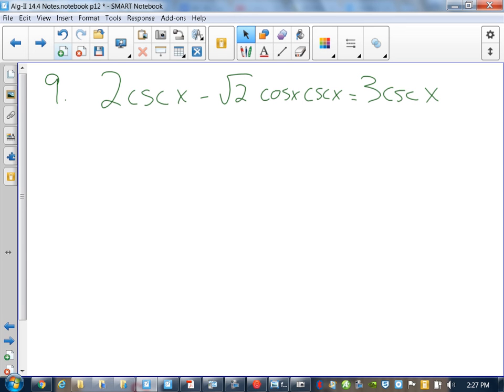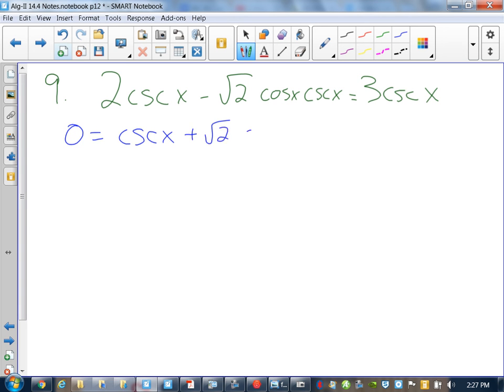I want to move left to right, because if I want to pick on the little guy, I'd move the 2 cosecant, and then I'd have to move the other one, so that I can deal with positive terms. So I'm going to move everything from the left to the right, and I'm going to get 0 is cosecant x plus root 2 cosine x cosecant x. And then you just factor out the cosecant. Correct. And then I just put 0 on the other side because I like it on the right.